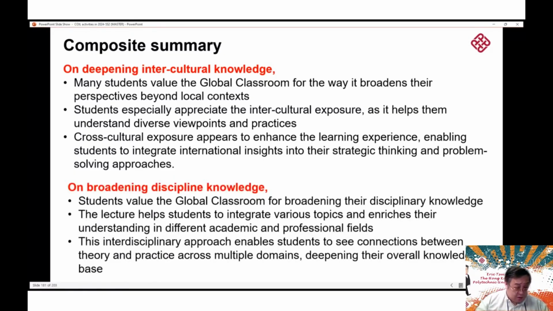On broadening discipline knowledge, there's a lot of evidence to show that there are benefits for students and the teachers by fusing together classrooms between multiple universities on the same discipline. It doesn't have to be on the same topic. It doesn't have to be at the same level, right?